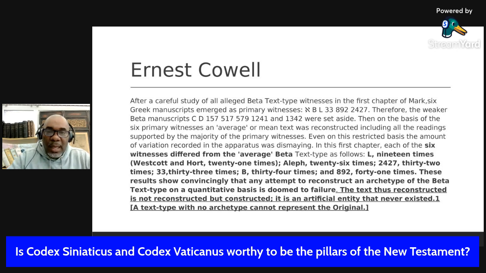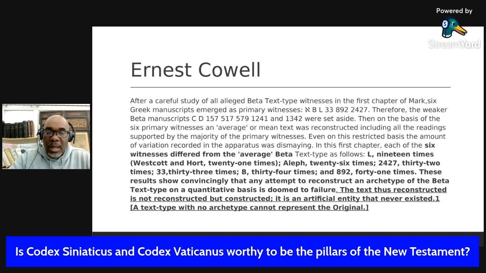So even on this restricted basis of 6 manuscripts for the whole chapter of Mark, this is what his study was. But his conclusions are very devastating, I think. In the first chapter of Mark, the 6 differed from the average beta type text, or the Alexandrian. One chapter: Codex L diverged 19 times. Westcott and Hort's printed Greek New Testament 21 times. This is one chapter. Aleph, Sinaiticus, 26 times. This is one chapter of Mark.